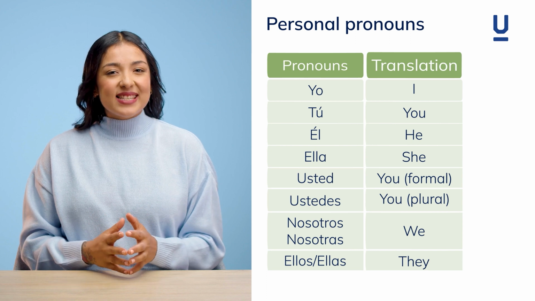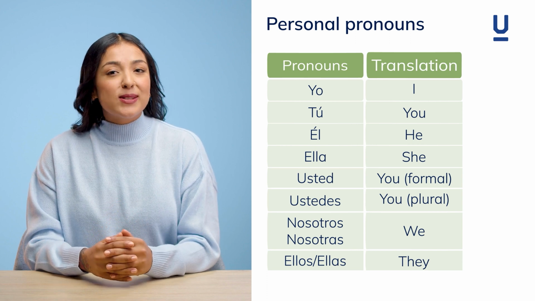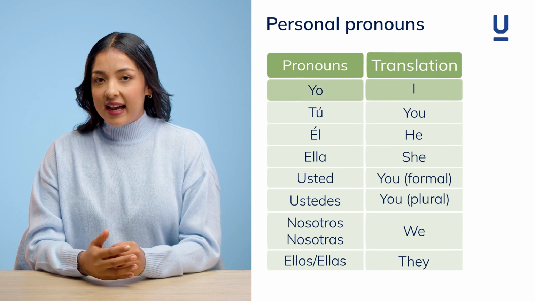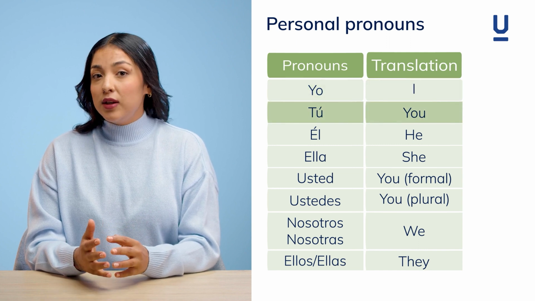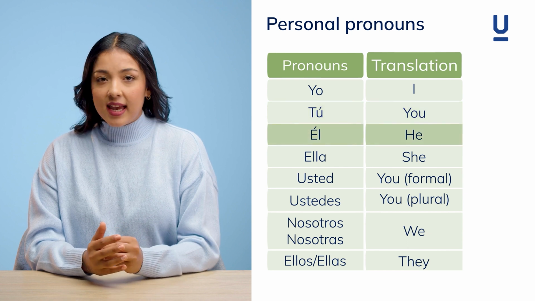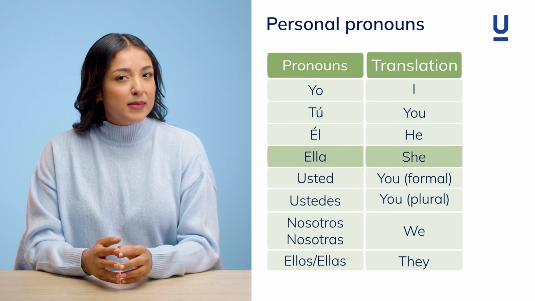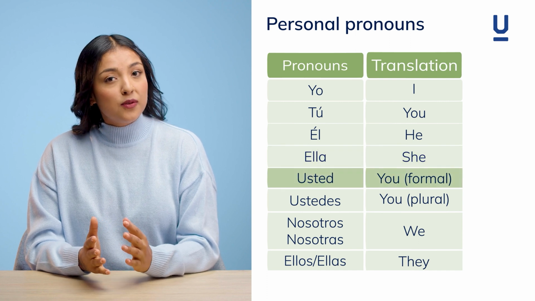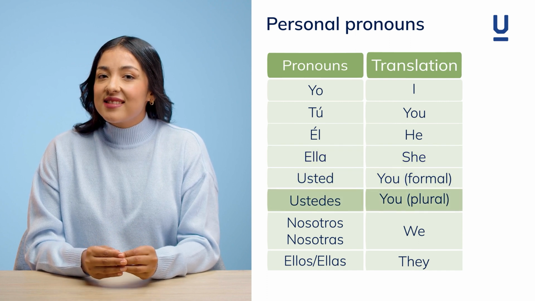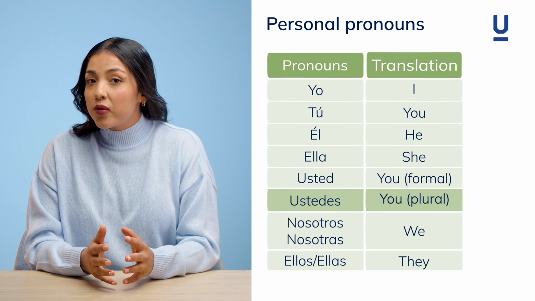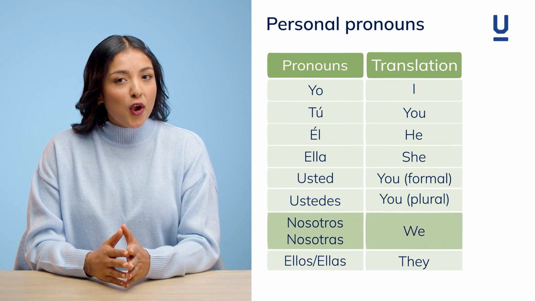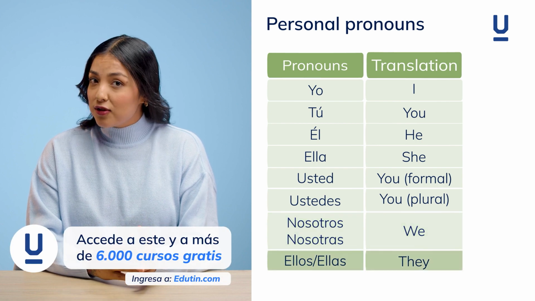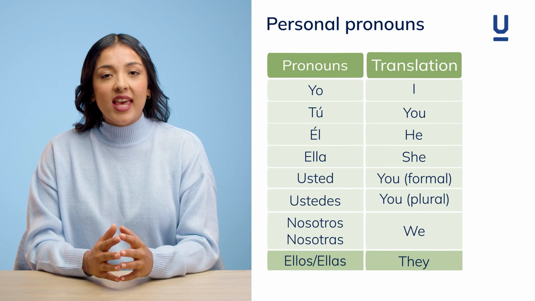In today's class, we explored personal pronouns in Spanish. We learned that yo means I, tú means you, él means he, ella means she, usted means you, formal, ustedes means you, plural, nosotros, nosotras means we. And ellos, ellas means they.